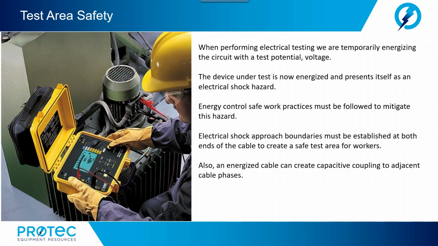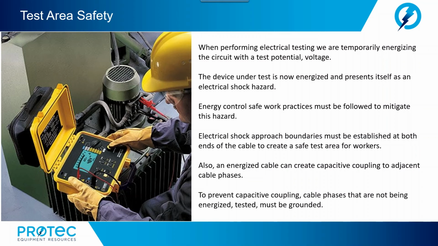Also, an energized cable or busway system can create capacitive coupling to adjacent cables or phases. To prevent capacitive coupling, cable phases or bus bars that are not being energized or actively tested must be grounded. This will prevent any capacitive coupling onto those cables or those bus bars that are not actively being tested.